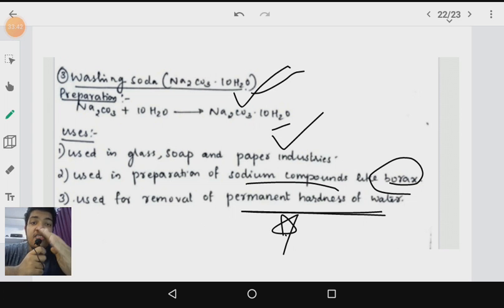So with this, we come to a conclusion of this chapter, that is acids, bases and salts. This is a pretty small chapter which dealt with acids, bases, salts as well as some important salts in our day-to-day life.